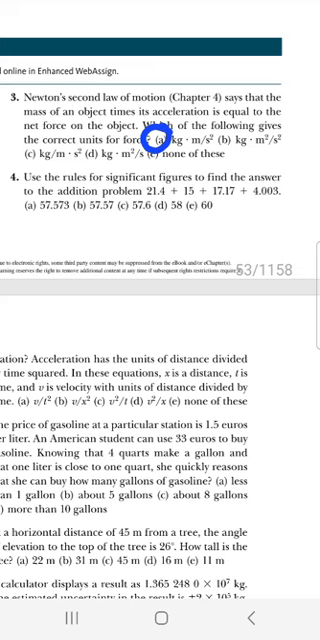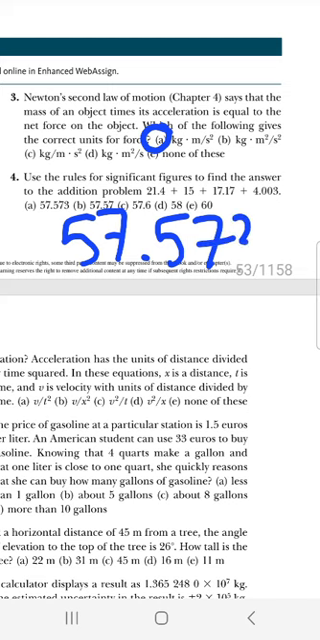Question number 4. Use the rules for significant figures to find the answer to the addition problem. I just explained significant figures in question number 1. The rule is that the answer must follow the same pattern as the least accurate number in the question. In this case, you can see that the odd one out is 15. No decimal places, nothing. So after adding all of them together, you will get 57.573. This is what your calculator will give you.